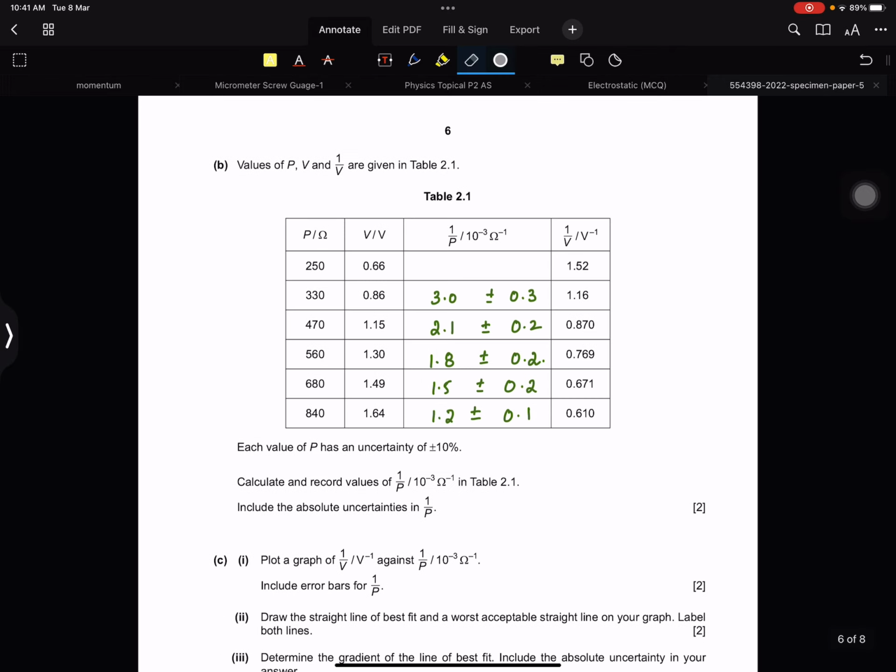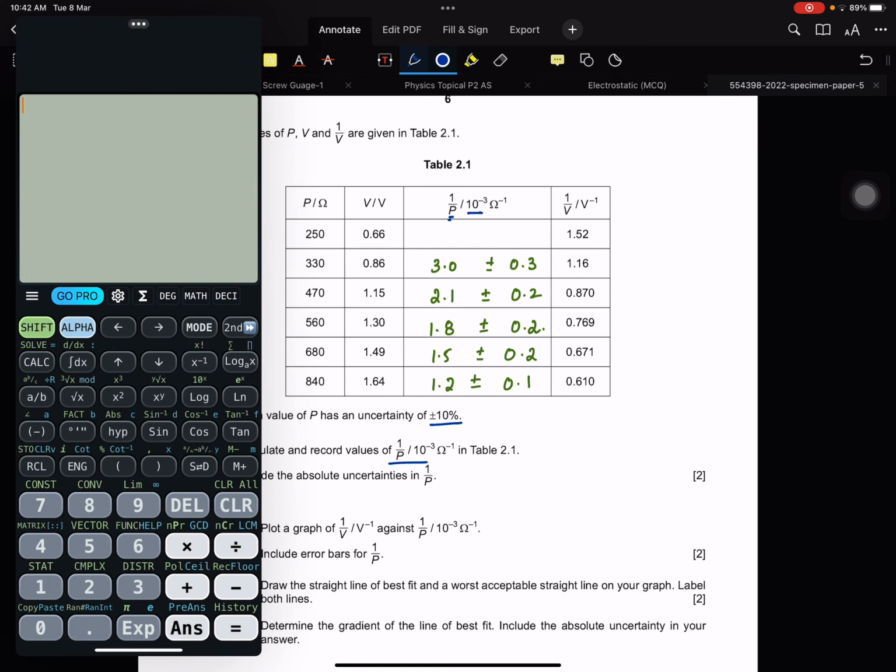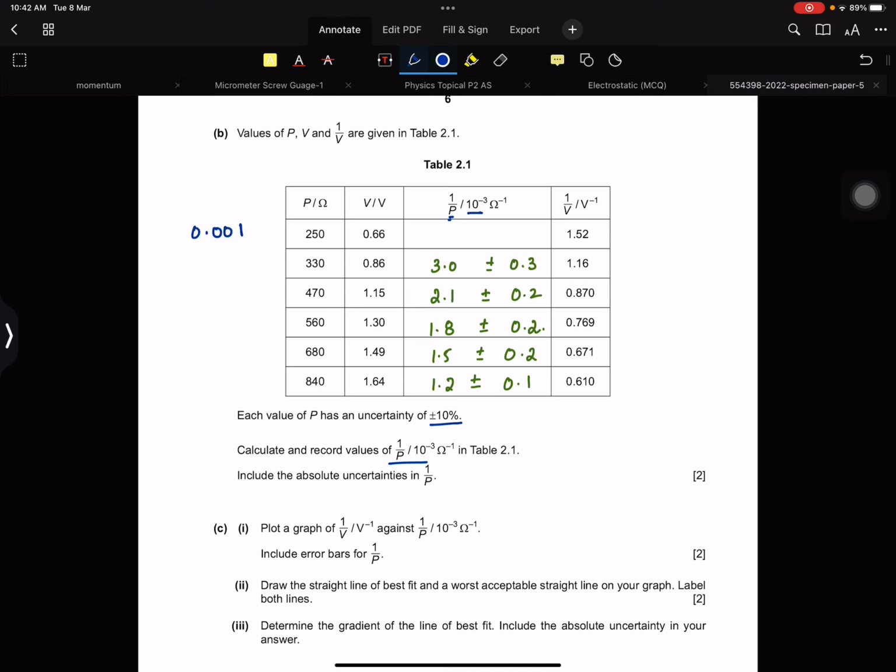In the next part, they will ask you to complete a table where they say each value of p has an uncertainty of 10%, and they say complete and record values. I've already recorded some of them, and I'll just show you one of them to save some time. Now, we want to do 1 upon p, 10 raised to minus 3. If you take out the calculator, it will be 1 divided by 250, which is exactly 0.004, and you can write it as 4.0 times 10 raised to minus 3.